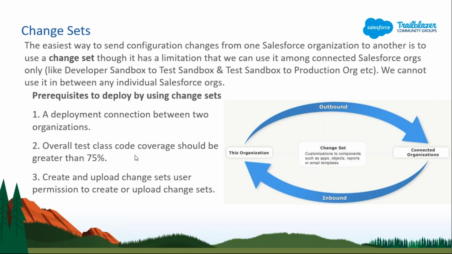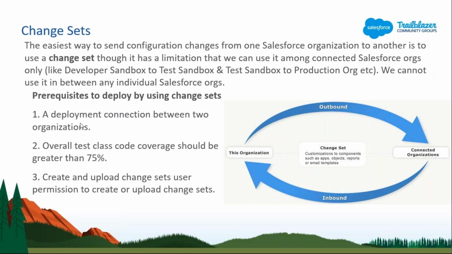We can create an outbound change set in the sandbox, add all the metadata which we are going to deploy, and deploy to production. That is very easy, just a click, and we don't need to write any code for that. And we can test our Apex classes as well in the change set. We don't need to use Ant Migration Tool for that if we are working with connected orgs.